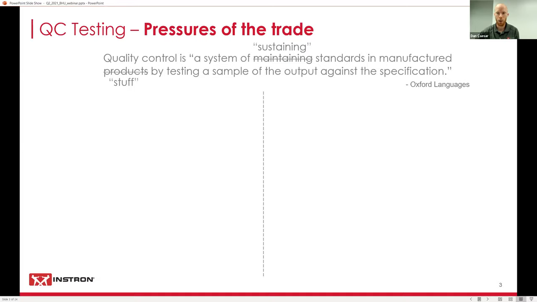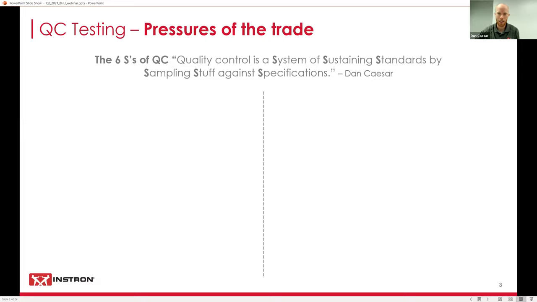So very wordy. Maybe we try to make this a little bit easier to digest. Maybe we replace a few words to get the catchy six S's of quality control, which I'm fairly certain is not taught, but let's give it a go anyways. So quality control is a system of sustaining standards by sampling stuff against specifications. I'm not really sure if I like that much better than Oxford Languages' definition, but regardless, I think you all should have a pretty good understanding of what quality control departments do.